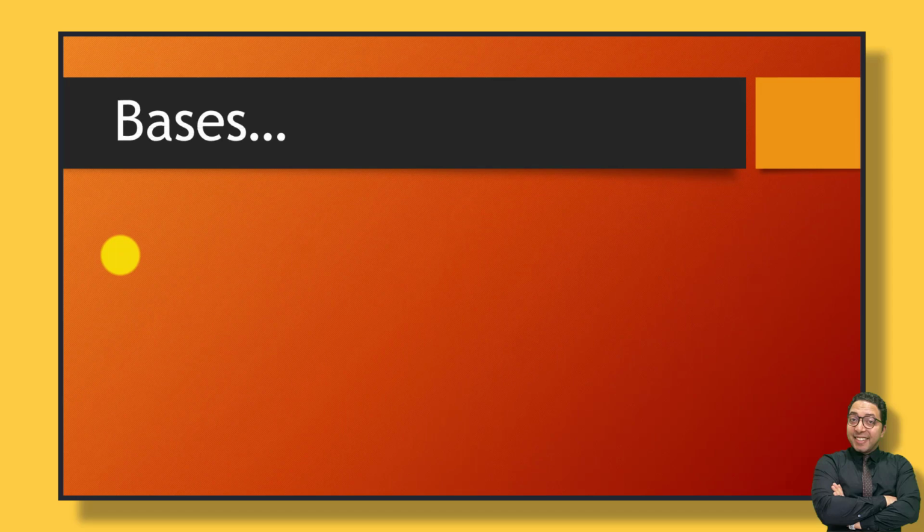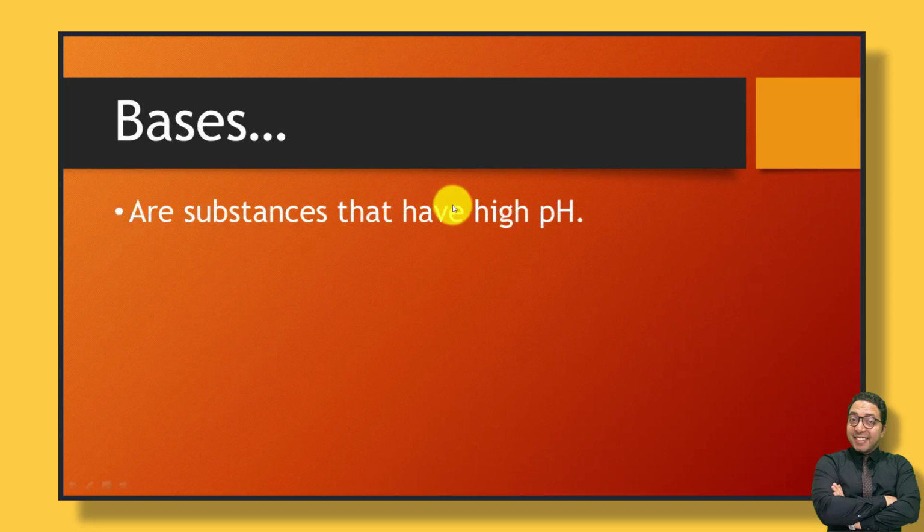When it comes to bases, bases are substances that have a little bit high pH. So on the pH scale, it starts from 8 up to 14. From 8 up to 10 is the weak base, and from 11 up to 14 is a strong base.